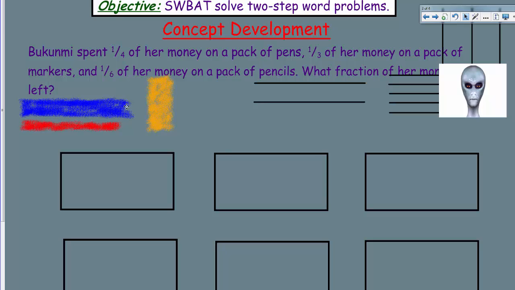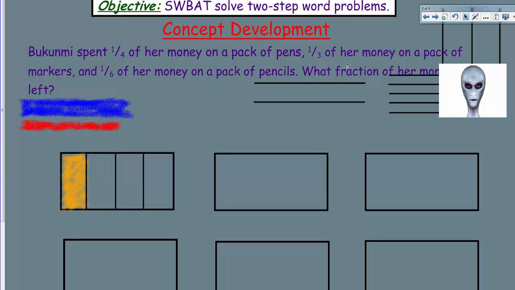Ooh, we got buried. Okay. Well, let's go ahead and look at it this way. First thing is I'm going to just kind of get us in the habit of moving straight forth, by looking at and rereading the problem. So it says Bukumi spent 1/4 of her money on a pack of pens. We could show quarters, right, by bringing this over here. Now we have quarters. And we could show 1/4 is basically going to be that amount.